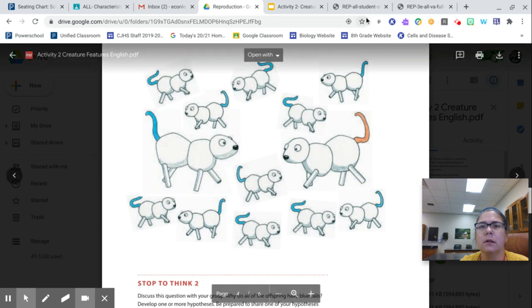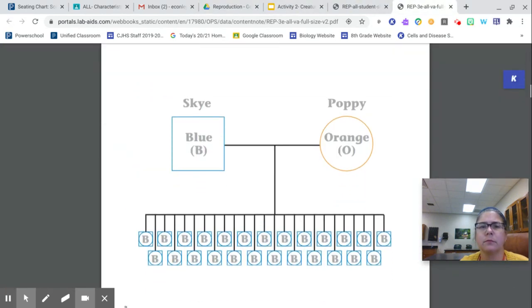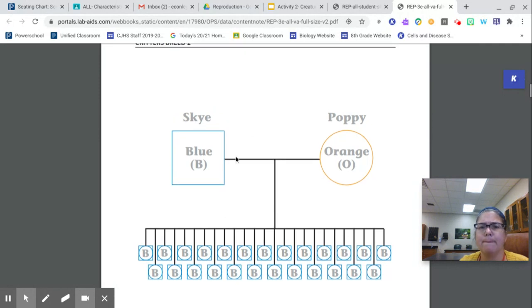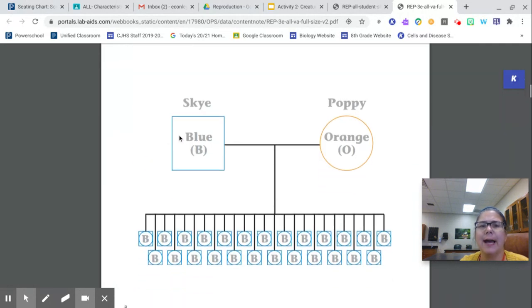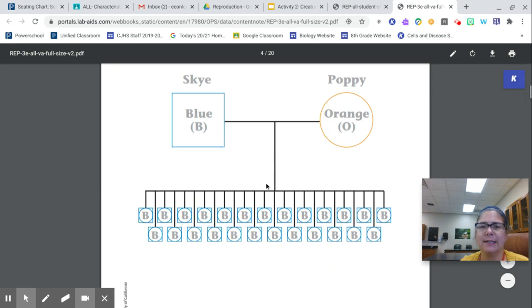Okay, and so let me see what we have here. If we were to have Sky and Poppy, here's another way to express it. Sky is a male. We usually represent that by a square for male. Poppy is orange. We use circles to represent the female. And here's just one example of their possible offspring.